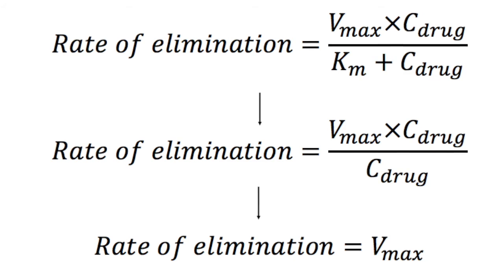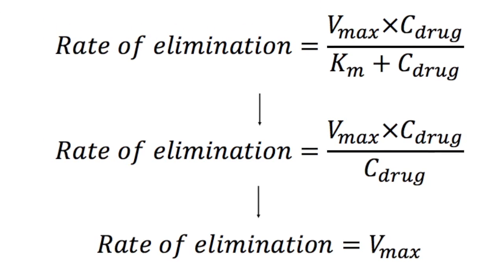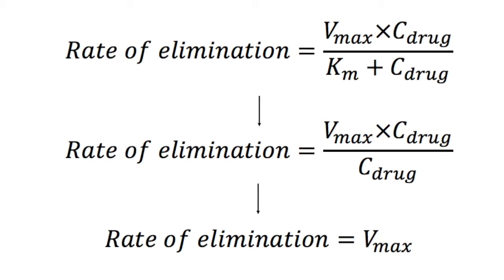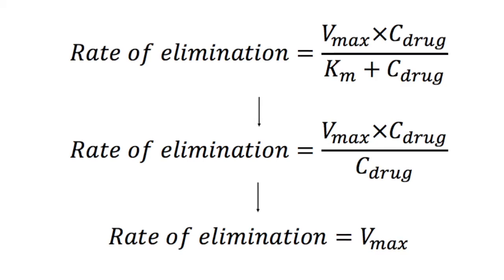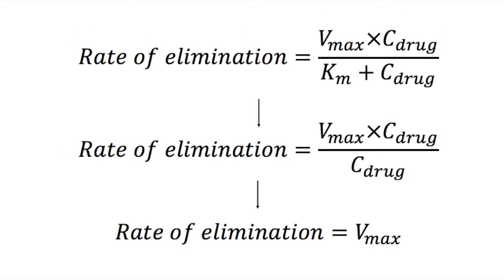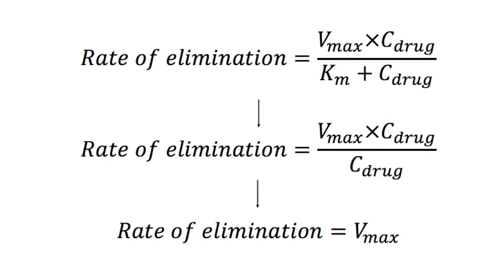And when the drug concentration is very high and has saturated the process, Km no longer has much influence on the rate of elimination, which means that elimination becomes constant at a value that is equal to Vmax.